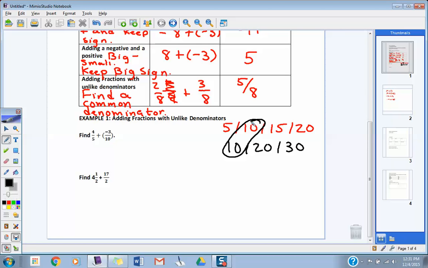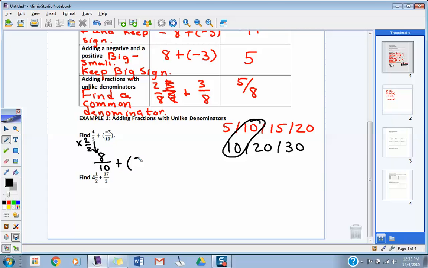To change 4/5 into something over 10, what do you have to multiply 5 by to get to 10? 2. If I multiply the denominator by 2, you're going to have to multiply the numerator by 2. So Devin, help me out. What are you doing with the 4/5 part? You're multiplying both parts by 2, right? So what's 4/5 going to become? 8/10.